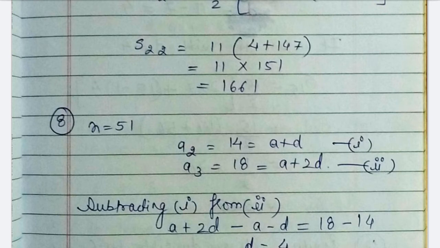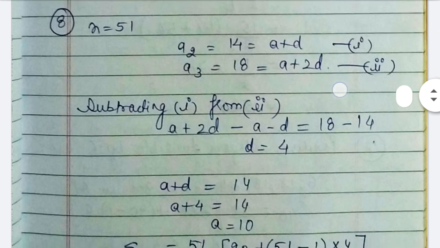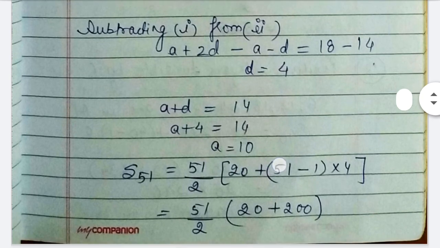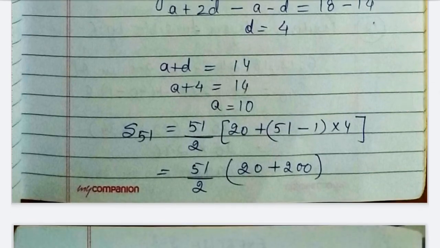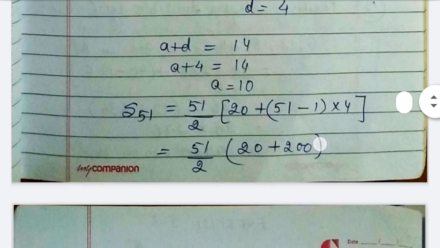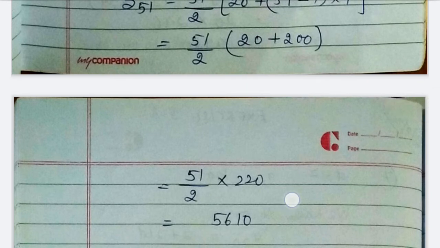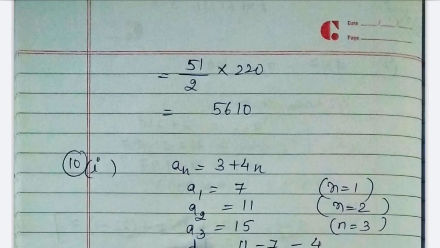Find the sum of first 51 terms of an AP whose second and third terms are 14 and 18 respectively. Means you have to take A plus D and A plus 2D, that is your second term and third term. A plus D is 14, A plus 2D is 18. Solving these two equations, we get the value of D is equals to 4 and the value of A is 10. Now S51 is 51 by 2, 20 plus 51 minus 1 into 4. 51 by 2, 20 plus 200, 51 by 2 into 220, that is 5610, the value of the sum.